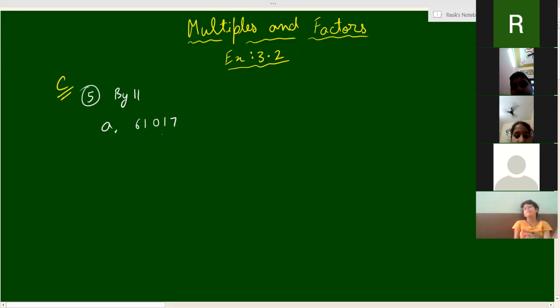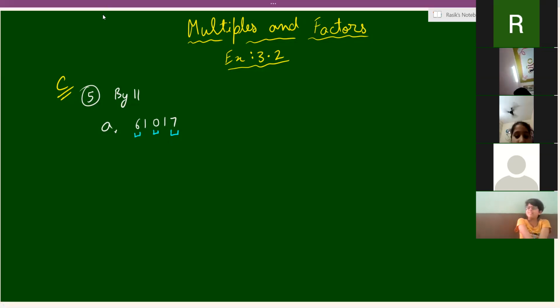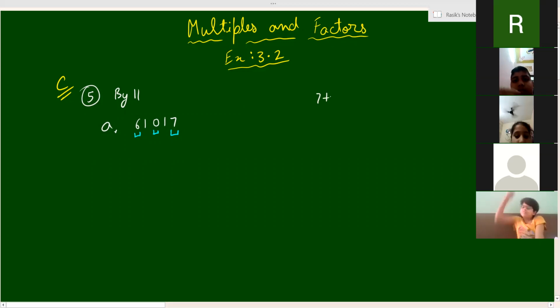So first of all, you see the digits which are at the odd places. Which digits are at odd places? It is 7, 0, and 6. These digits are at odd places. First you add them. The digits at odd places, you add them. 7 plus 0 plus 6.